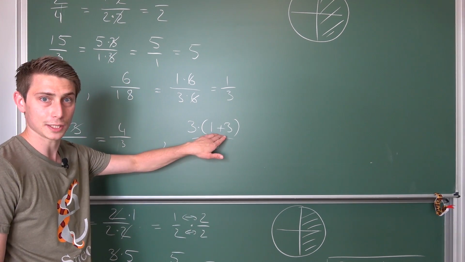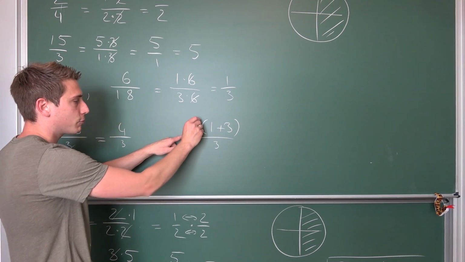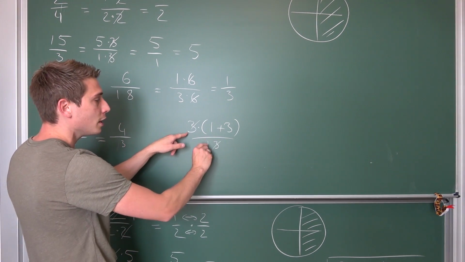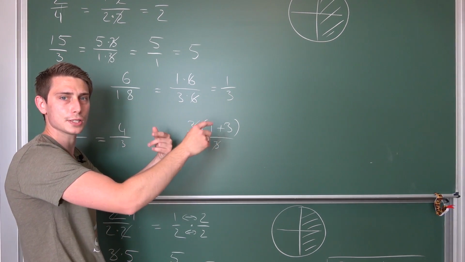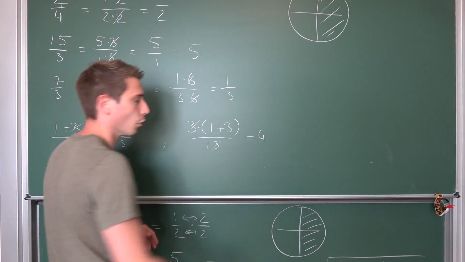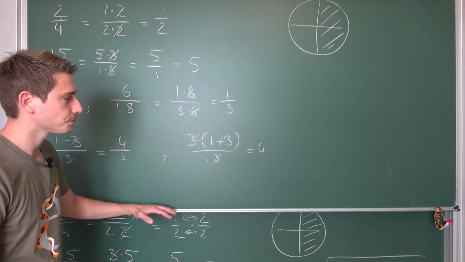Even though this is something completely different, like 4, doesn't matter. We have 3 as a common factor, cancelling it out, leaving us with 1 plus 3 over 1 is 4 over 1, leaving us with 4, just as a last little side note.